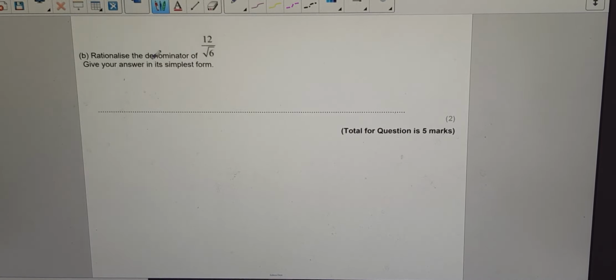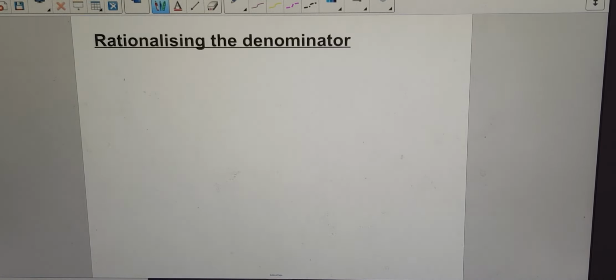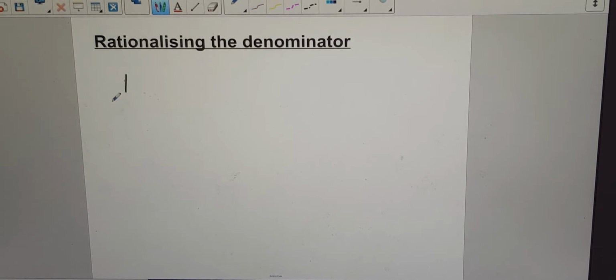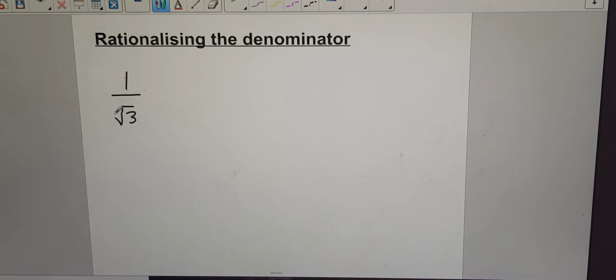So let's have a look at rationalising the denominator. If I rationalise the denominator, what does that mean? Currently, let's take an example. If I had 1 over the square root of 3, rationalise the denominator. I want to make the denominator a rational number. We talked about how the square root of 3 is not a rational number.